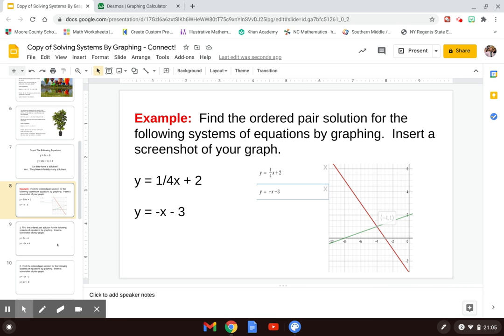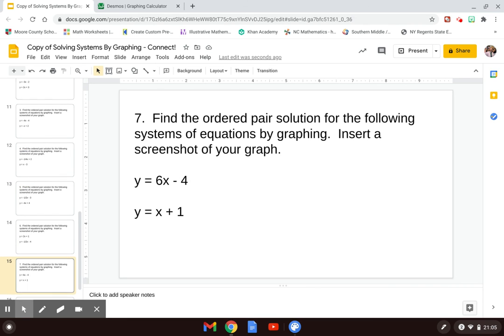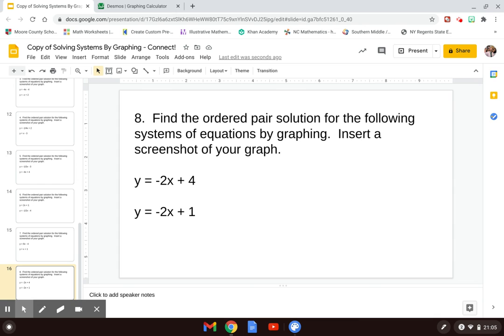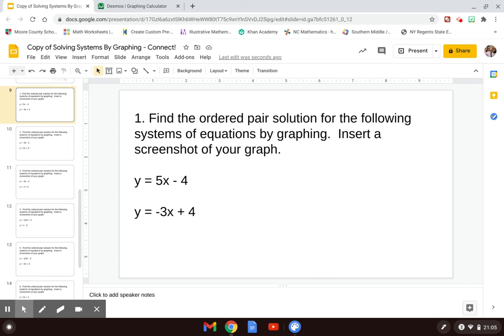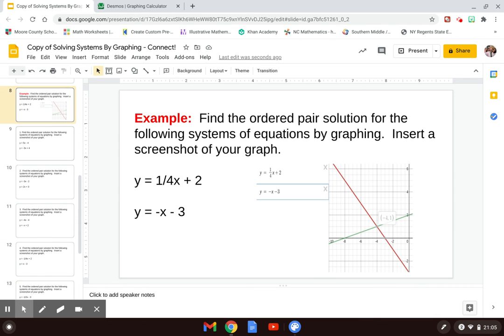All right? So I've put in here 8 of them for you to do. Again, this is just our first day of doing this. So it gives you some practice in, again, using Desmos and graphing lines, looking for that point of intersection, and identifying it using the Desmos tool.